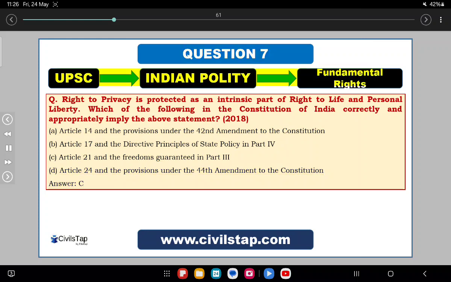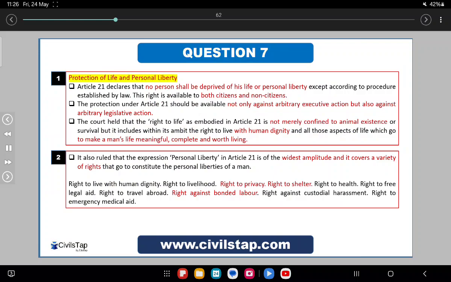Question 7. UPSC Indian Polity, Fundamental Rights. Protection of life and personal liberty. Article 21 declares that no person shall be deprived of his life or personal liberty except according to procedure established by law. This right is available to both citizens and non-citizens. The protection under Article 21 should be available not only against arbitrary executive action but also against arbitrary legislative action.